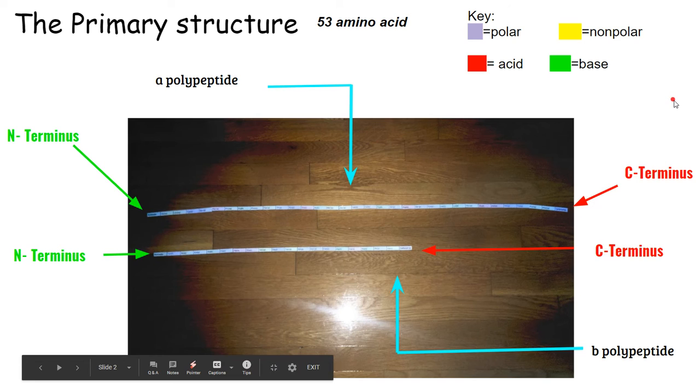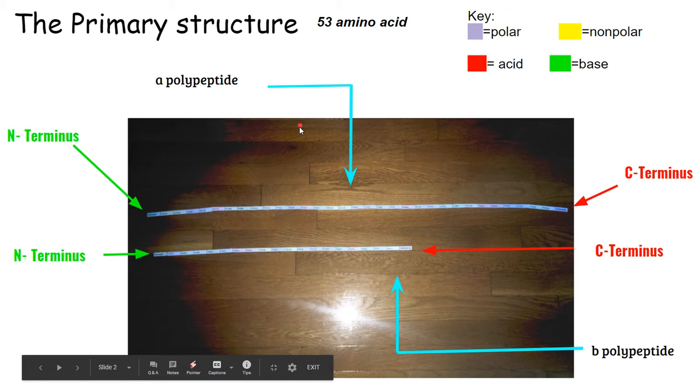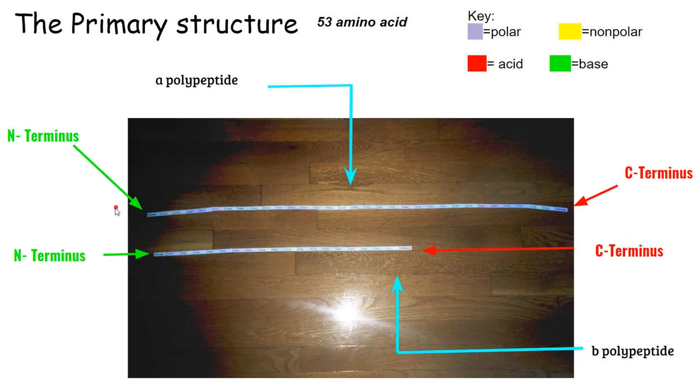Over here, we created a table to let you guys know whether the amino acid is polar, nonpolar, acidic, etc. And from the photo, there are two polypeptides, the A polypeptide and the B polypeptide. The A polypeptide is noticeably longer than the B polypeptide. And for each end, we decided to label it the N-terminus and the C-terminus. This is because the N-terminus contains an amino group, and the C-terminus contains a carboxyl group.